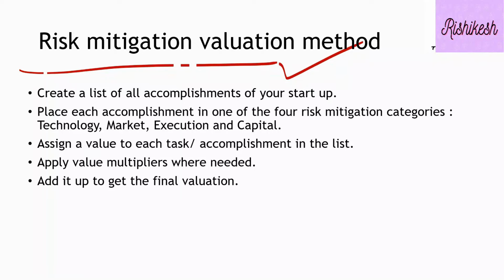So in this case, what you have to do is create a list of all the accomplishments of your startup. Whatever accomplishments you had for your startup, you have to write them all down, and then divide the accomplishments into 4 risk mitigation categories.